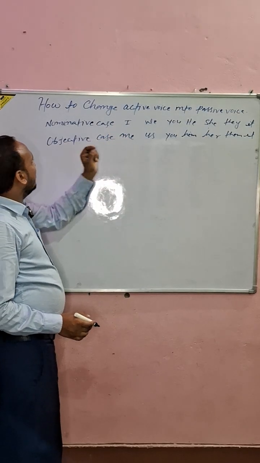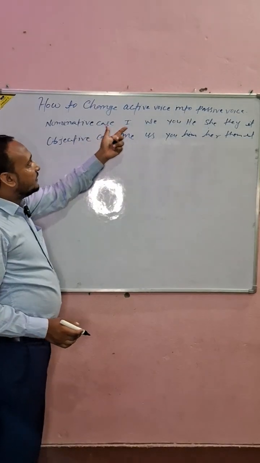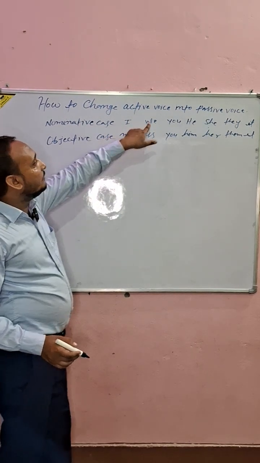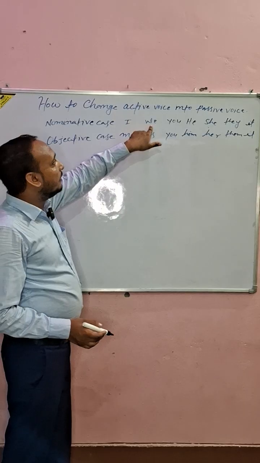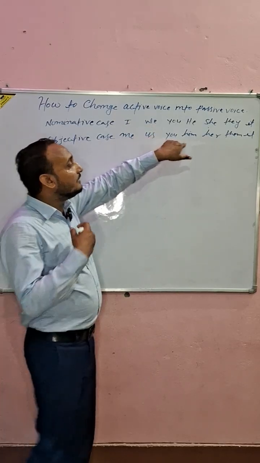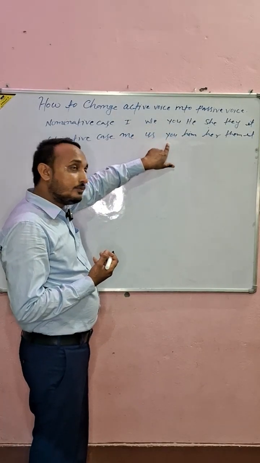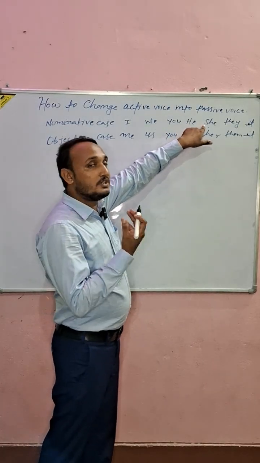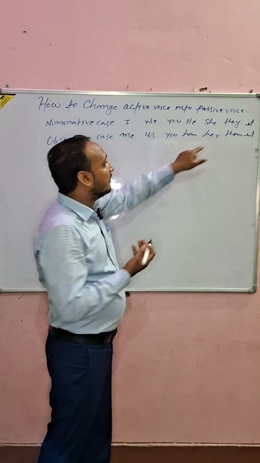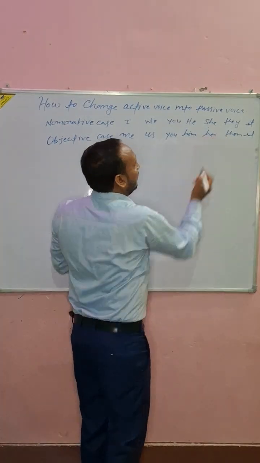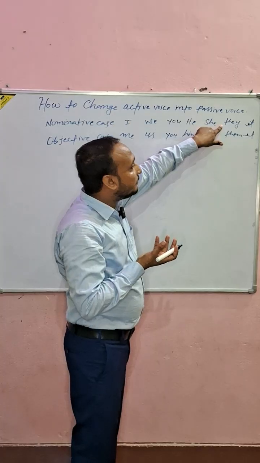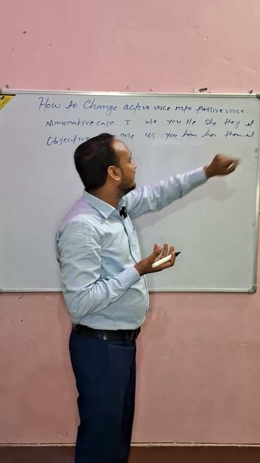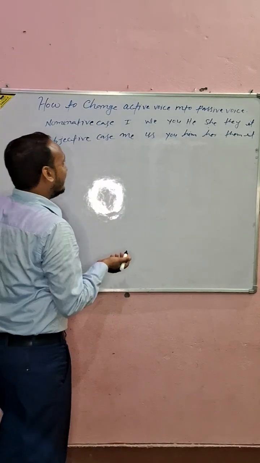What will be the objective case of I? It will be me. What will be the objective case of we? It will be us. What will be the objective case of you? It will be you. What will be the objective case of he? Him. What will be the objective case of she? Her. What will be the objective case of they? Them. What will be the objective case of it? Same.